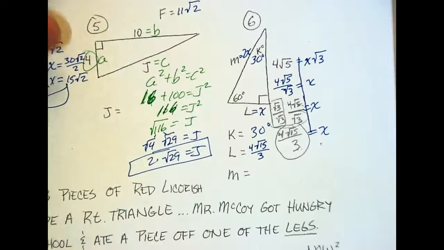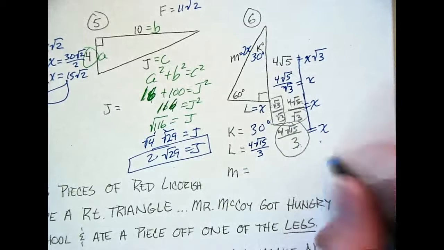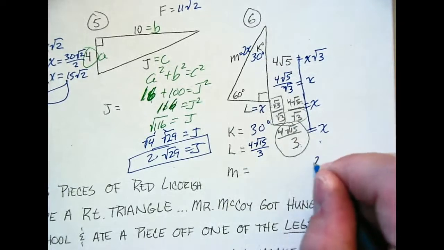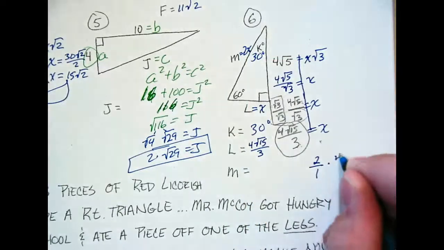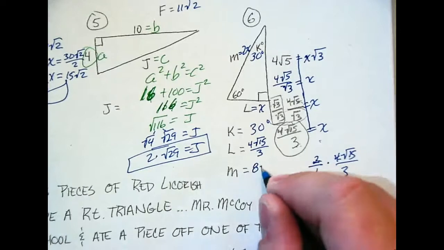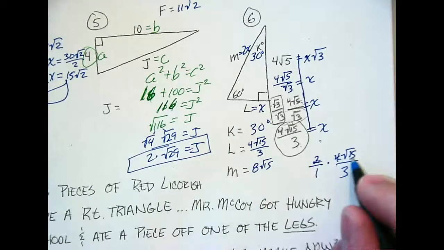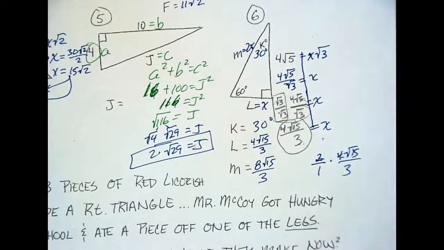Holy moly. How do you do twice that? Multiply by 2. Yeah, 2 over 1 times x. So x is 4 root 15. Most of you just get in the habit, you just double that. So that's 8. So now I have 8 root 15 over 3. How many got that?